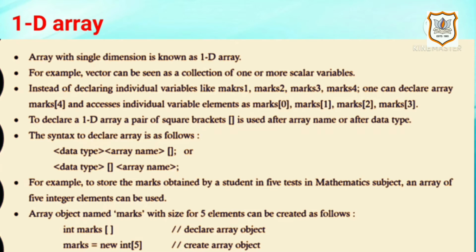To declare a 1D array, we can use a pair of square brackets after array name or after data type. The syntax to declare array is data type array name square bracket semicolon or data type square bracket array name semicolon. For example, to store the marks obtained by a student in 5 tests in mathematics subject, we can use an array of 5 integer elements.